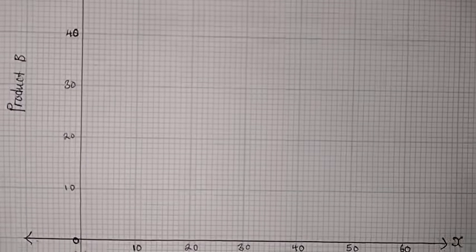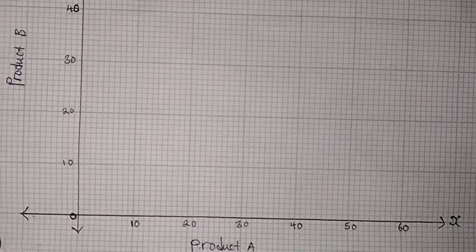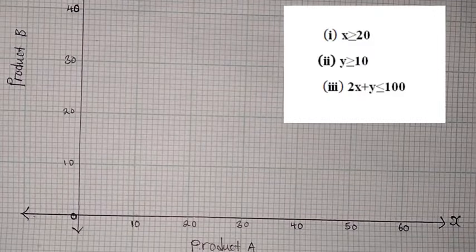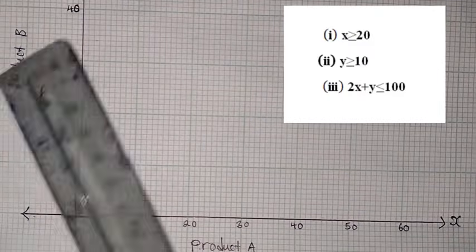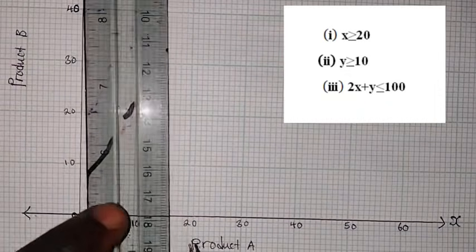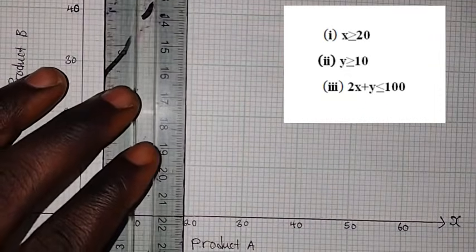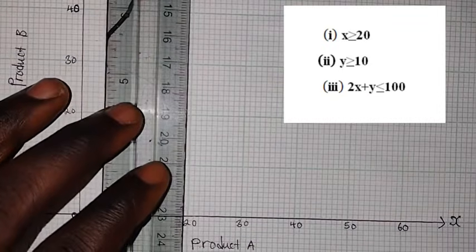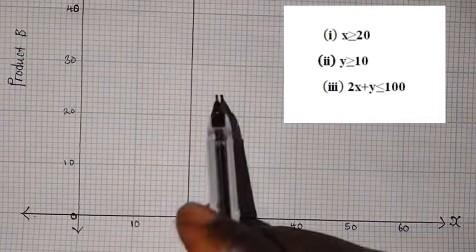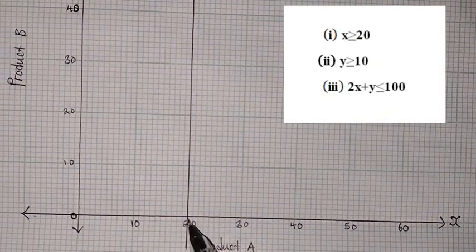So what we are going to do is plot these inequalities right here. As you can see, our first inequality is x greater than or equal to 20. So we need to identify where x is equal to 20. This is the line where x is equal to 20, this line right here. So we just need to draw a straight line, then we shade. Right, so this is our line that we have drawn on x equals 20.